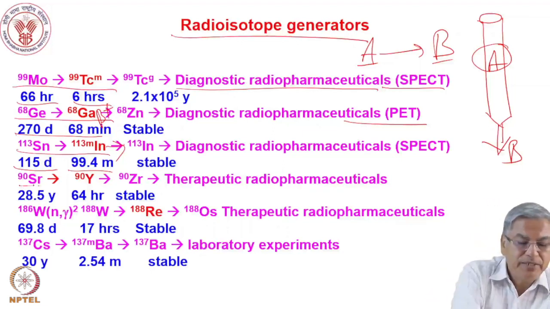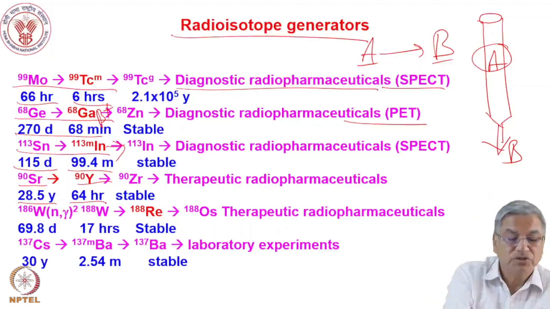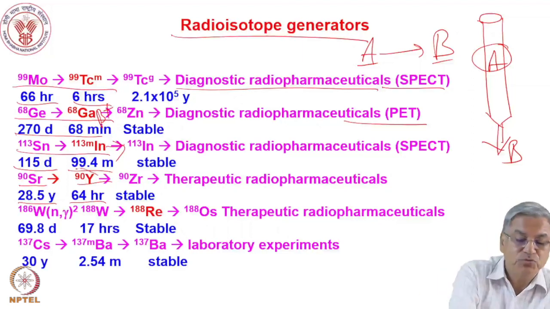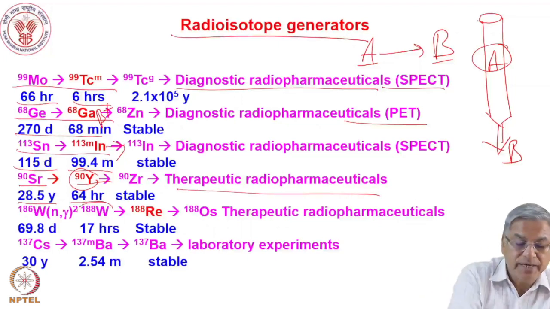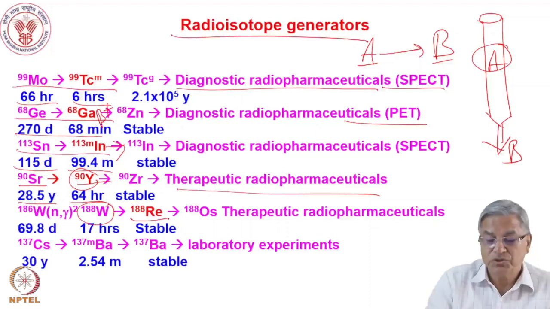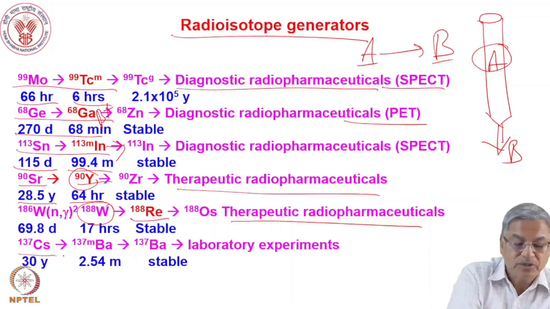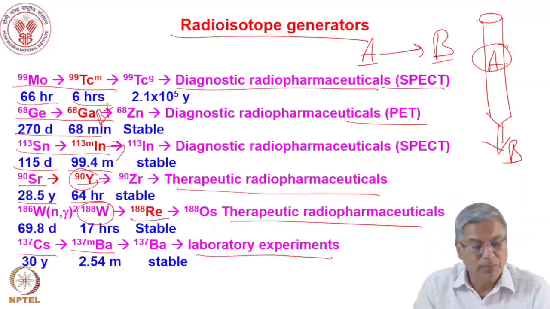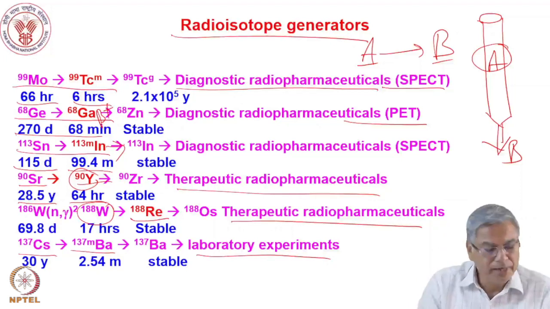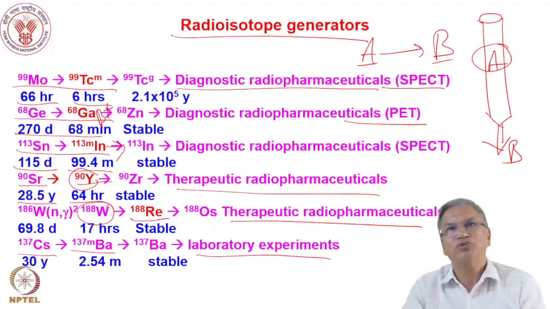Strontium 90, 28 years, yttrium 90, 64 hours. This is again another pair where yttrium-90 is used in therapeutic radiopharmaceuticals. Tungsten-188 decaying to rhenium-188 is also used in therapeutic radiopharmaceuticals. And cesium-137, barium-137 is used in laboratory experiments for gamma ray half-life determination. In many applications you will find cesium-137 is also used in blood irradiators. So these are another way of producing radioisotopes.